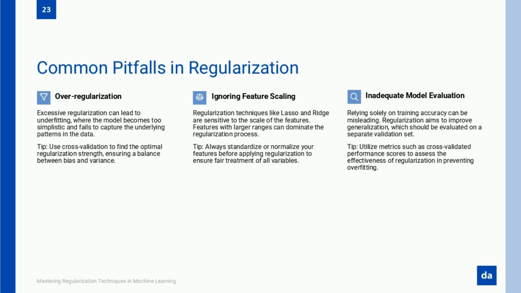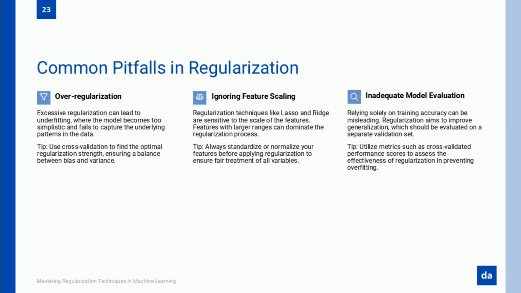And again, how to avoid this? Always evaluate your model on a separate validation set or through cross-validation. Use metrics like validation accuracy, F1 score, or mean squared error to determine whether regularization is actually improving generalization rather than just focusing on training performance. Regularization is one of the most important tools in machine learning, but it needs to be applied thoughtfully. By avoiding these common pitfalls, over-regularization, ignoring feature scaling, and inadequate evaluation, you can ensure that your regularization techniques are actually helping your model rather than holding it back.